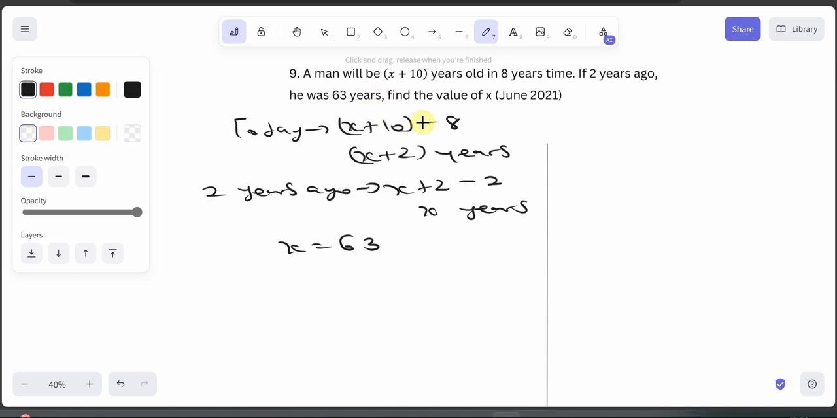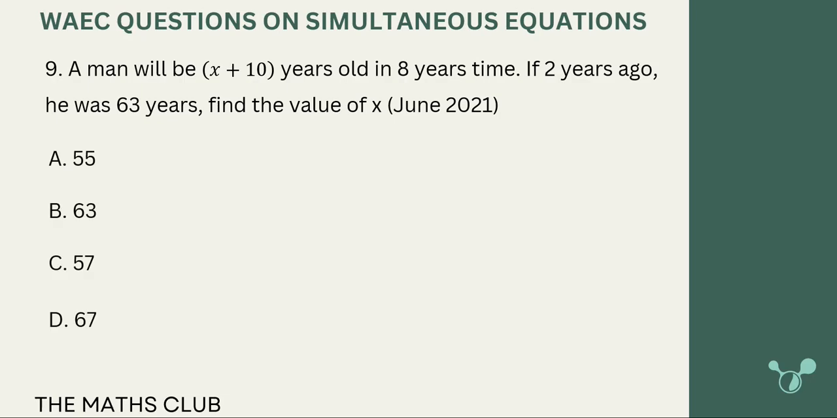And now it says find the value of x. We already found the value of x. x is equal to 63. So just by reading through the question and following through, we found our value for x. Our x is 63. But if they had asked what the age is today, we would have to come to this place: today would be 63 plus 2, which is 65. But they told us to find x, and our x is 63. So let's see if we're correct. That should be option B.